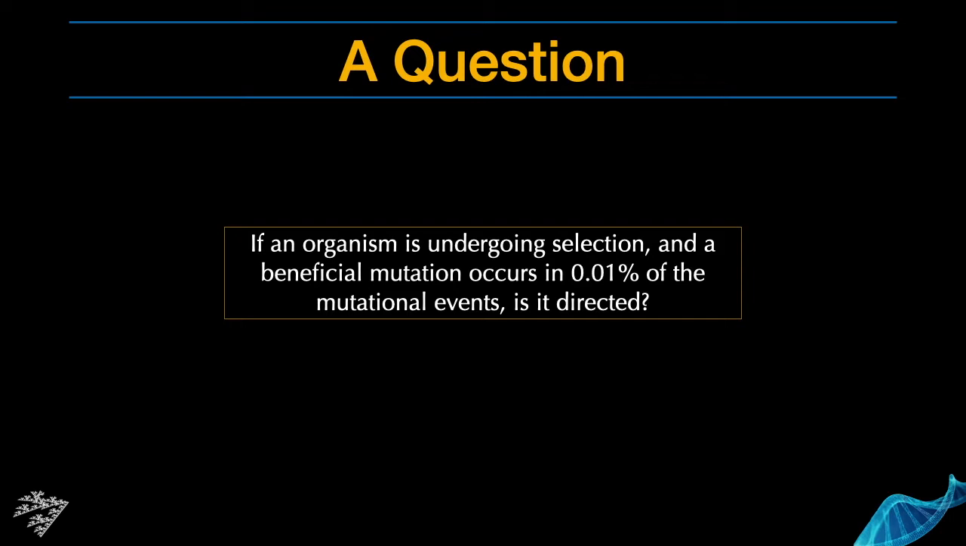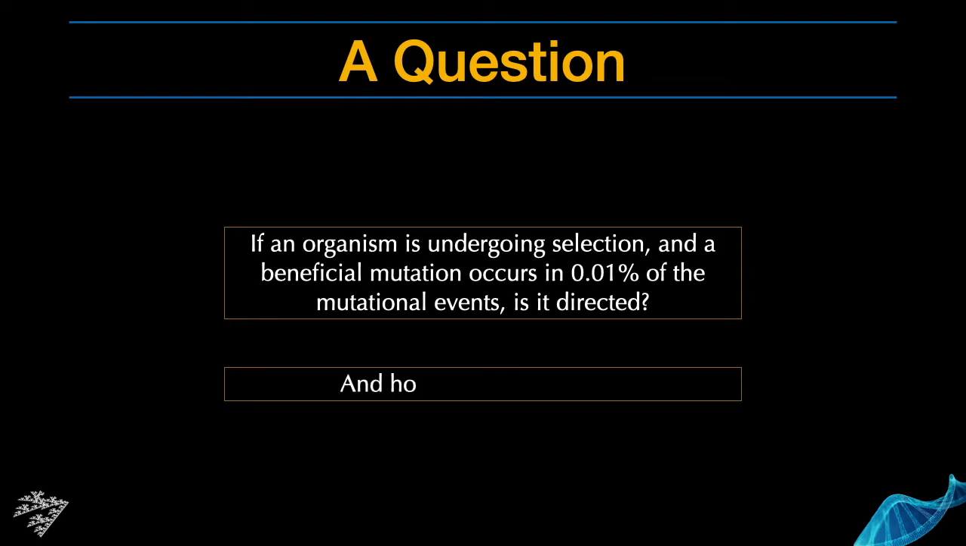So the question you should ask is, if we're going to classify it as directed, does that cover the bounds? Is it 1%? Is it 100%? Is it 10%? At what point are we calling it directed or not? But more important than that, how would you know? That's the big question. How would you know?